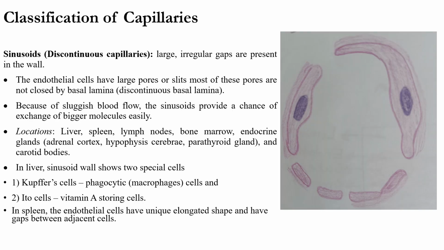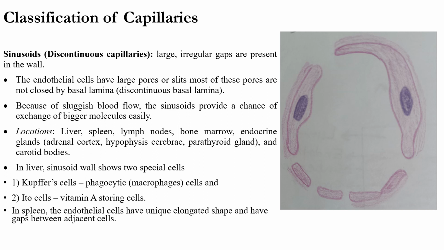The third type of capillaries is sinusoids or discontinuous capillaries. Histologically, these have large irregular gaps. Means the wall of the blood vessel is not continuous. There are large irregular gaps in the wall of the blood vessel, because the endothelial cells are also not connected, means there is a gap in the endothelial cells and also in the basement membrane.